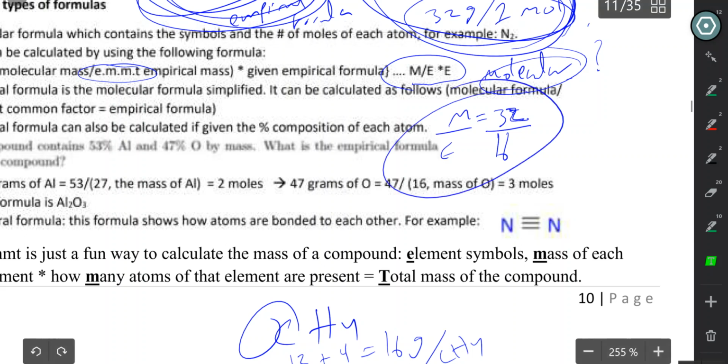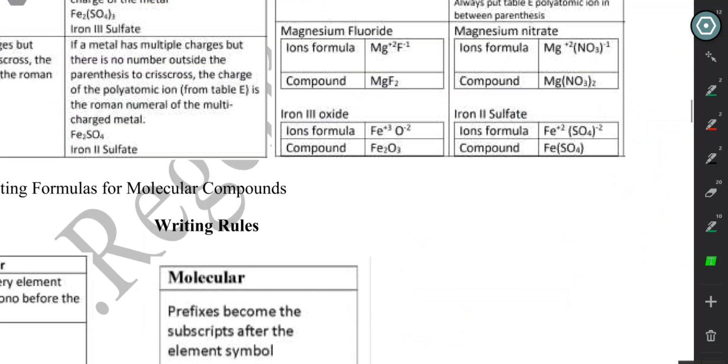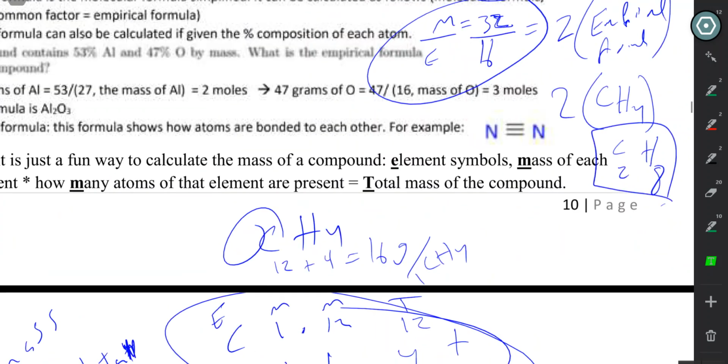So to figure out what the molecular formula is, going back to here, the molecular mass is 32. The empirical mass I calculated is 16. So 32 divided by 16 gives me a total of 2. This means that this is the factor. So your molecular formula is 2 times your empirical formula. Your empirical formula was CH4. 2 times your CH4 will give you C2H8. C2H8 is going to be your molecular formula.